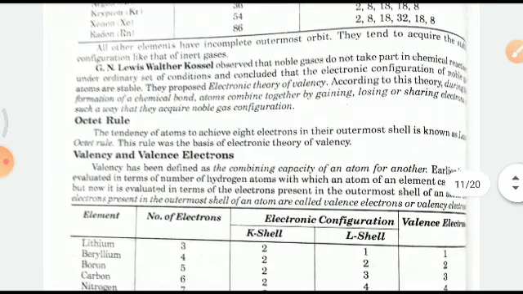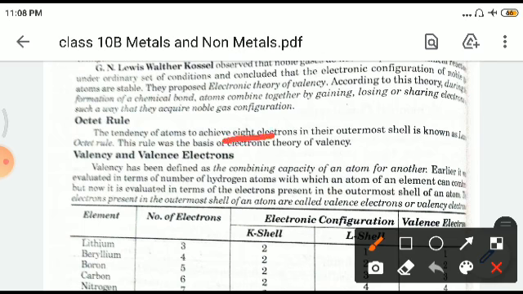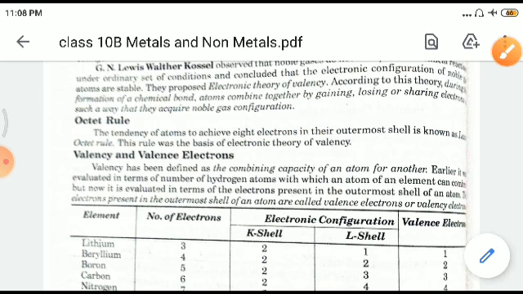Right, certain rules were suggested. First was the Octet Rule, which says that the tendency of an atom is to achieve 8 electrons in their outermost orbit. Right, you need to remember this point, that 8 electrons is known as the Octet Rule.